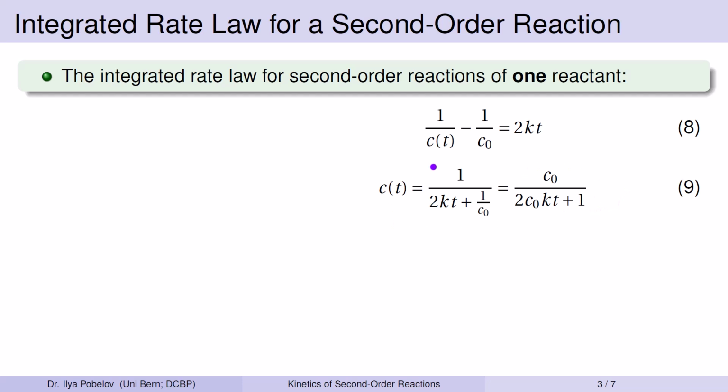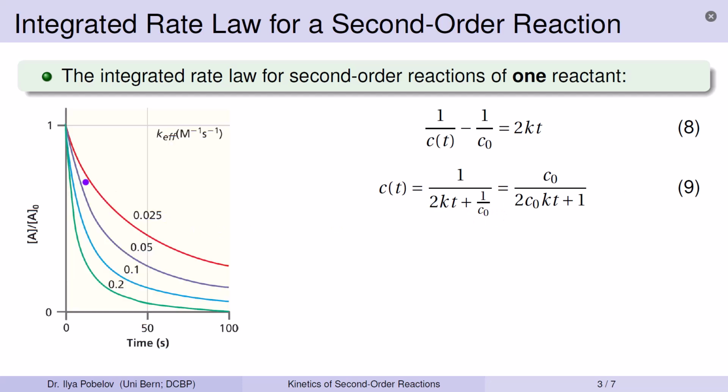The second form of the integrated rate law allows us to calculate the concentration of the reactant at any point during the reaction, provided we know the initial concentration and the rate constant. This figure illustrates the decrease in the reactant concentration over time, as described by the integrated rate law. With a higher rate constant, the reactant concentration decreases faster.